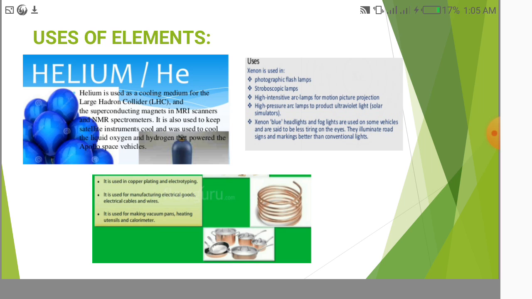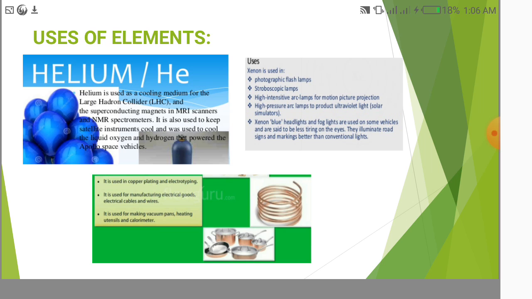Next, we are going to discuss the uses of xenon. Xenon is used in photographic flash lamps. It is also used in stereoscopic lamps, in high intensity arc lamps for motion picture projection, and also in high pressure arc lamps to produce ultraviolet light, that is solar simulators. Xenon blue headlights and fog lights are used on some vehicles and are said to be less tiring on the eyes. They illuminate road signs and markings better than conventional lights.